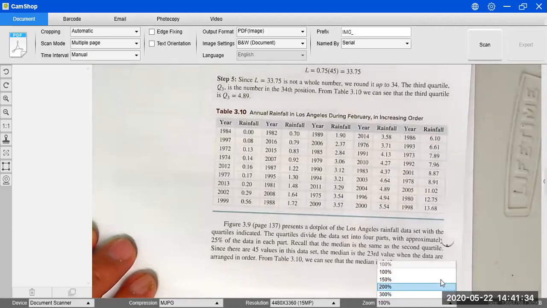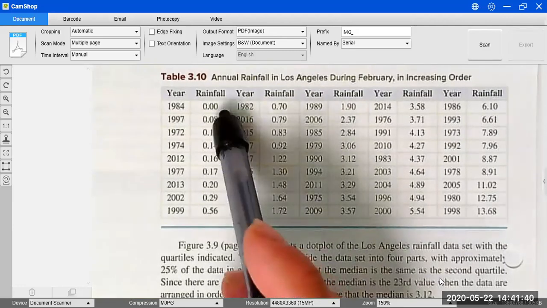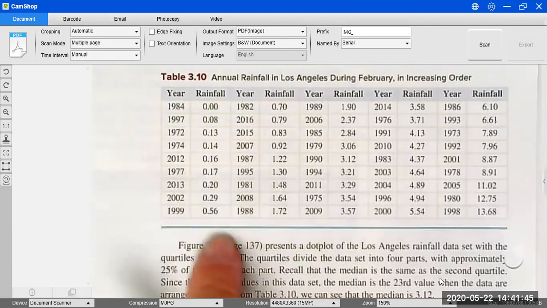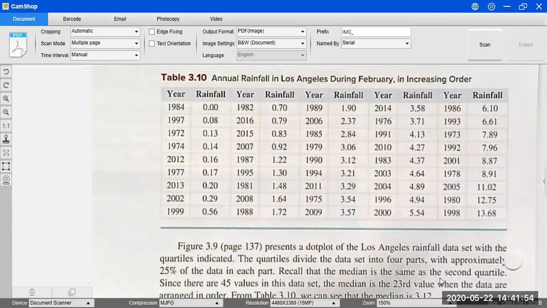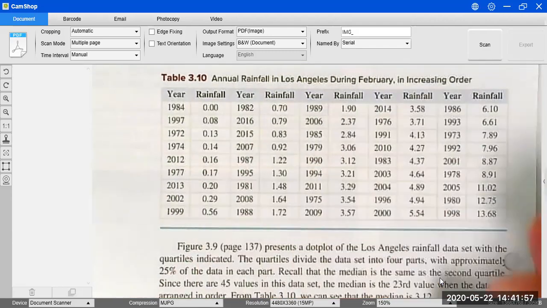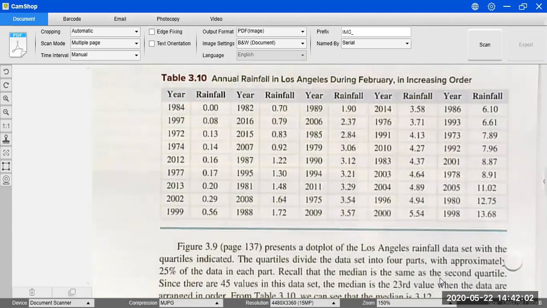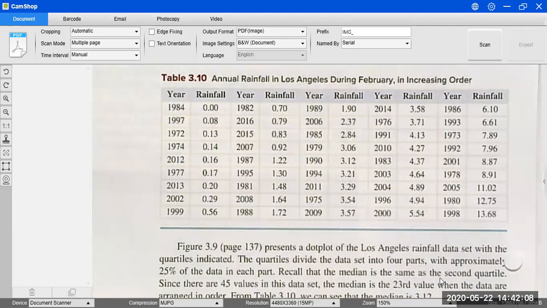So you have here the data set. Now you can see that the rainfall starts with the minimum value 0, and then starts increasing: 0.08, 0.13, 0.14, and so on until we get the maximum value of rainfall, which is 13.68. Now that we have these values in increasing order, we're going to be able to find the positions of the locations for the first quartile and the third quartile. It's like partitioning this table in 4 parts. So we need to find the boundaries, dividing the first quarter from the second quarter, and so on.